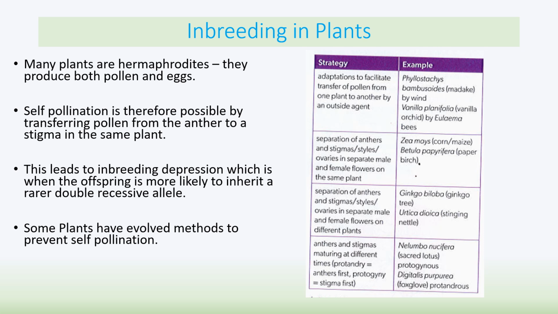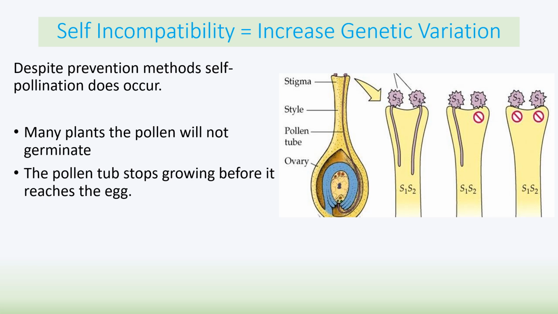Inbreeding, however, does happen in plants. Many plants are hermaphrodites. They produce both pollen and eggs, as you've just seen. So self-pollination is possible from transferring the pollen from the anther to the stigma in the same plant. This can lead to inbreeding depression, where it is more likely that a rare negative double recessive allele will be inherited. Some plants have evolved methods to prevent this. But despite prevention methods, it does occur.